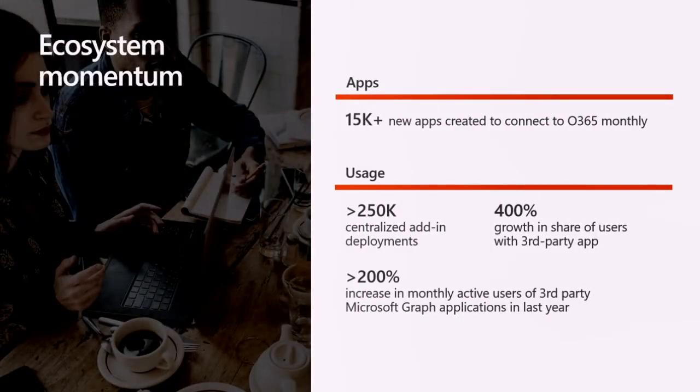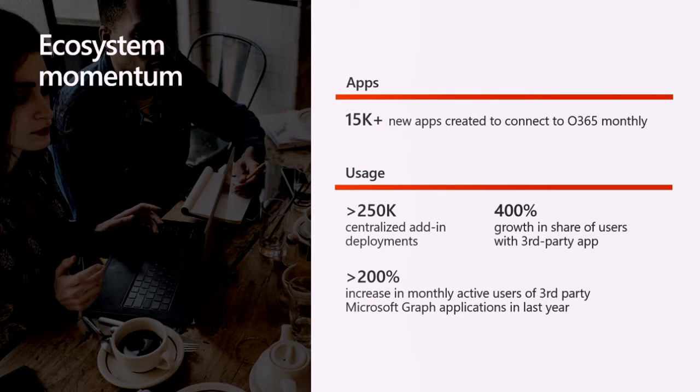And then in terms of the actual ecosystem, over 15,000 new apps are created a month that connect to Office 365. So a ton of developers are just jumping on and building interesting solutions for every possible business need on top of our applications and services. We have over 250,000 deployments of add-ins through our O365 centralized deployment feature. So at Build this year, we announced you can deploy add-ins using the Office 365 admin experience. We already have over 250,000 people who have an add-in through that.